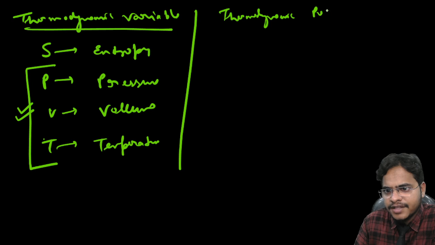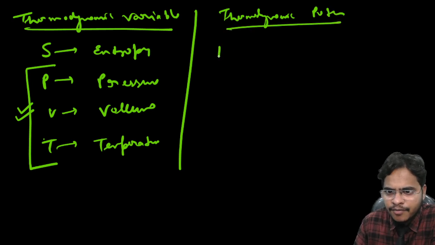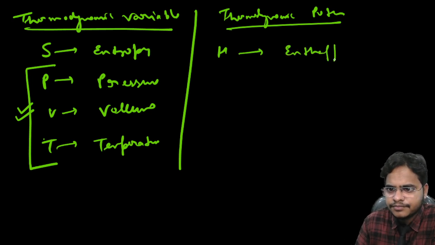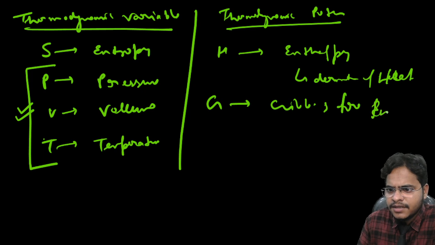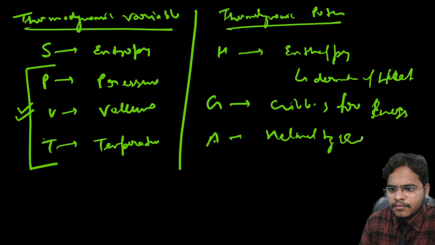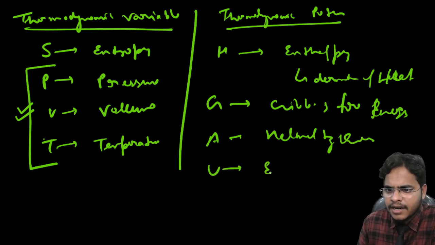We have H. It is called enthalpy. It is a derivative of heat. G. It is Gibbs free energy. Helmholtz energy, internal energy.